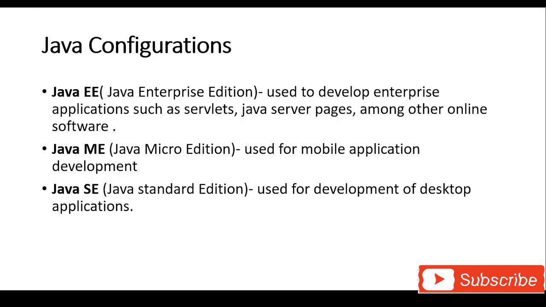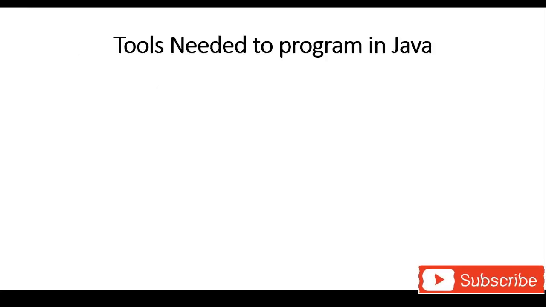And this is what we are going to cover in this particular series, the Java Standard Edition, which is going to take you through how you can create a desktop application using Java programming. Having said that, what are some of the tools that one needs in order to program in Java? There are three primary tools that are required.